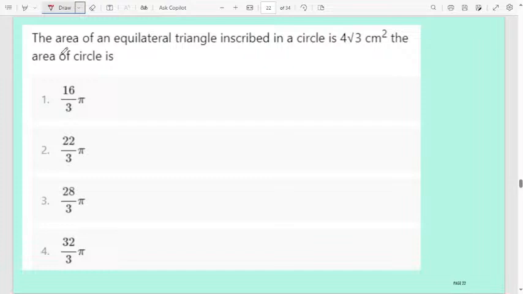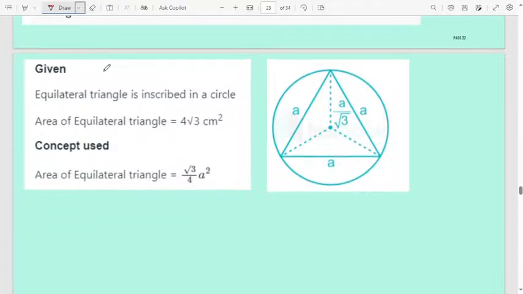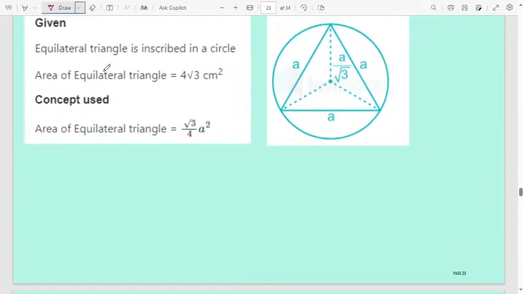Yes, again, the area of an equilateral triangle inscribed in a circle is 4 root 3 centimeter square. Find the area of the circle. Yes, I will consider the diagram here. See, this is an equilateral triangle, means the lengths will be the same, a, a, a. This is inscribed in a circle. Area of equilateral triangle is 4 root 3 centimeter square. This is the formula we will use.